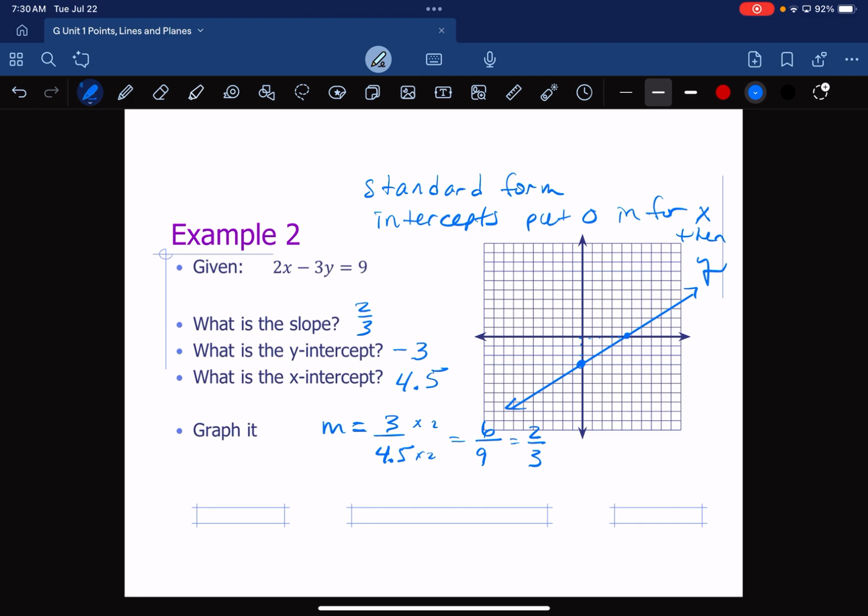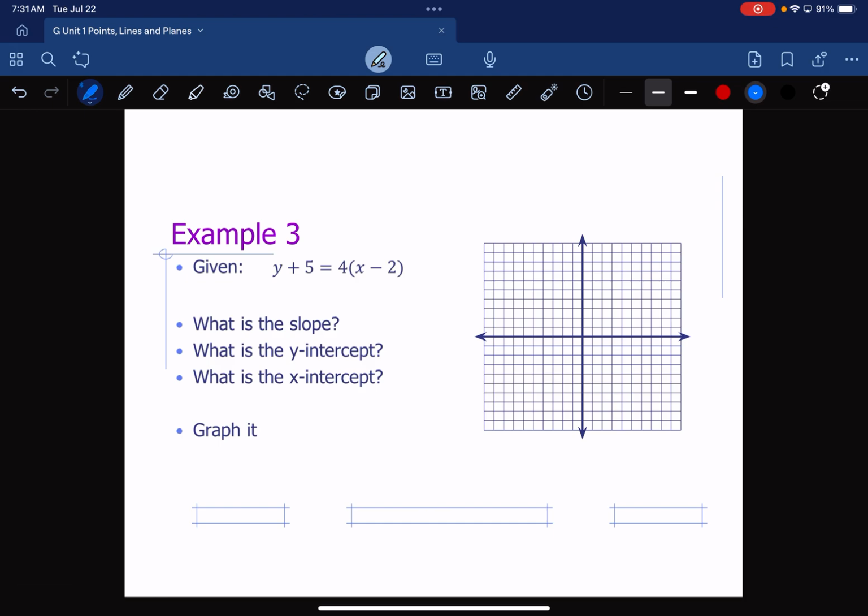So once it's graphed, you can kind of count the slope. It went up 3 and it went right 4.5. So up 3 over 4.5. This is the up, this is the over, and the y's are the up, the x's are the overs. And then you've got to make it into a fraction that doesn't have a decimal in it. So I just doubled both and then realized that it reduced. Okay, that's standard form. Get your intercepts.